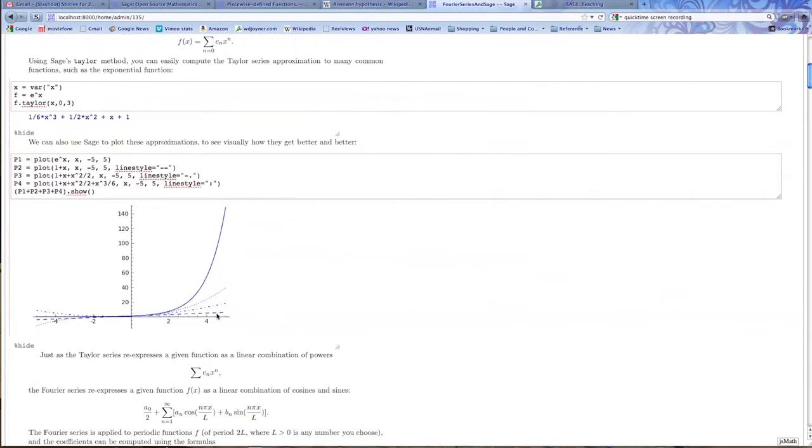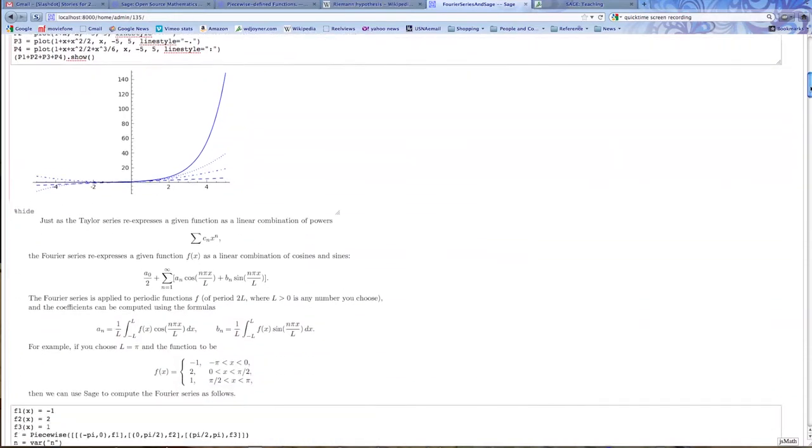You can see here the e to the x function is this solid blue. This dashed line is 1 plus x. The next line, dot-dashed, is 1 plus x plus x squared over 2. And then we get this dotted line, which is a better approximation, and that's all four terms. So you can see if you're going from -2 to 2, then the four terms of the Taylor series give you a pretty good approximation. If you want to go from -3 to 3, you should probably get a few more terms. But you can use a Taylor series to approximate more complicated functions.